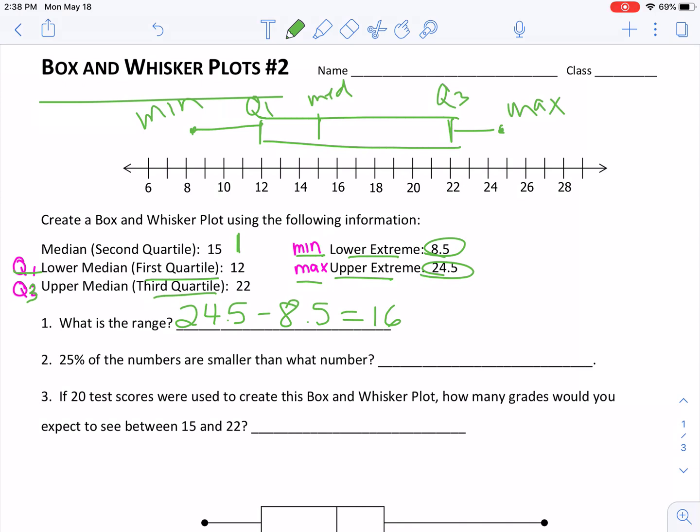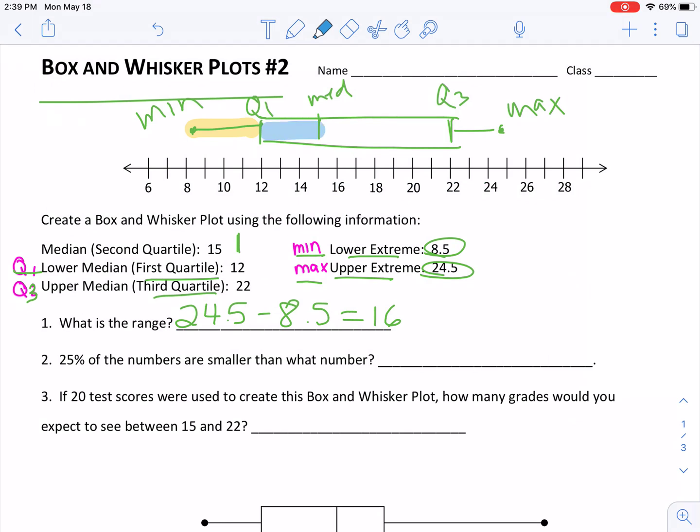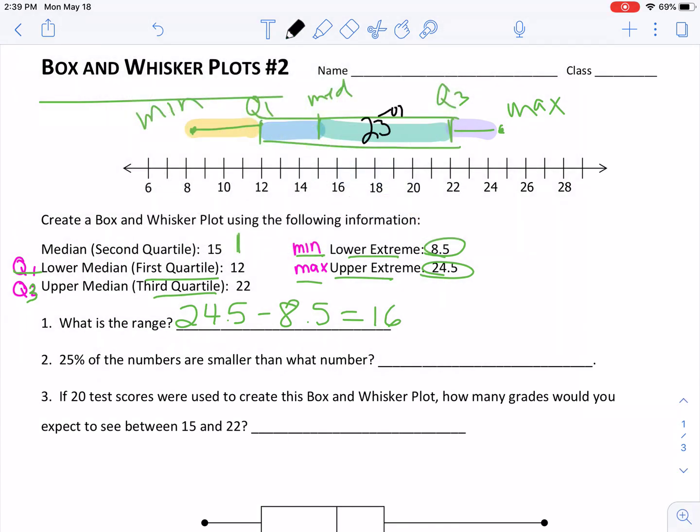Okay, let's take a look. So 25% of the numbers are smaller than what number? Well, each of these sections represents 25% of the data, between the min and the Q1, the Q1 and the median, the median and the Q3, and the Q3 and the max. It's broken into quartiles, quarters. So 25% of the numbers are smaller than what number? Well, right here is 25%. They're smaller than that Q1 value, and that Q1 value is 12.